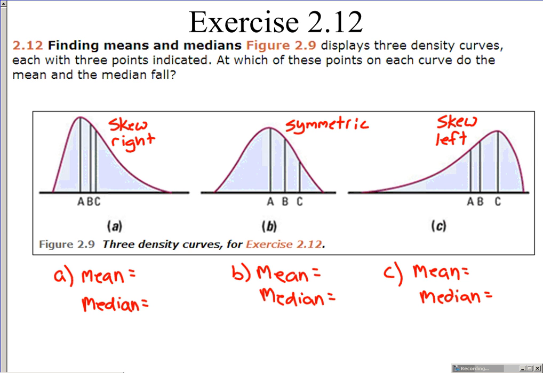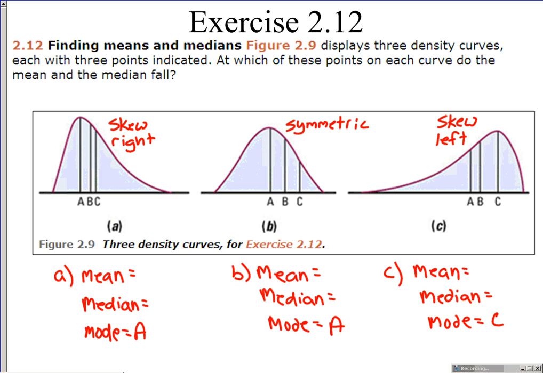Okay, let's add one other thing in here. I think it will help you a little bit. Let's also talk about mode. That's the easiest one to identify of the 3. Where's the mode? In our first graph, mode, remember, is the most, highest point, A, and this one is at point C.